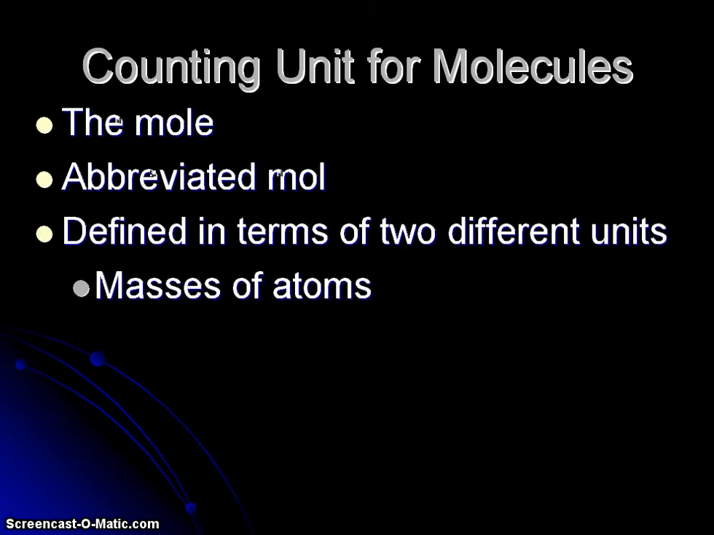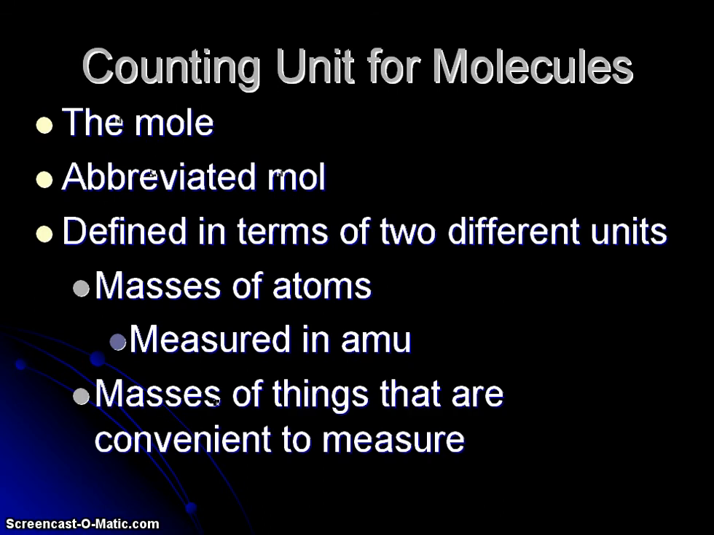The abbreviation, again, is not very helpful, but we can define it in 2 ways. Masses of atoms, and you remember those are measured in AMU, atomic mass units, but we can't actually measure the mass of an atom conveniently. We don't have a balance that gives us a mass in AMU. So we also need masses that we can easily measure, and we measure those in grams. If we can define the mole in terms of both of those things, it helps us connect the small molecules and the amounts that we can see.